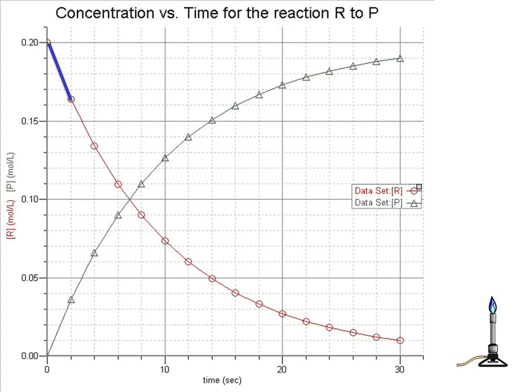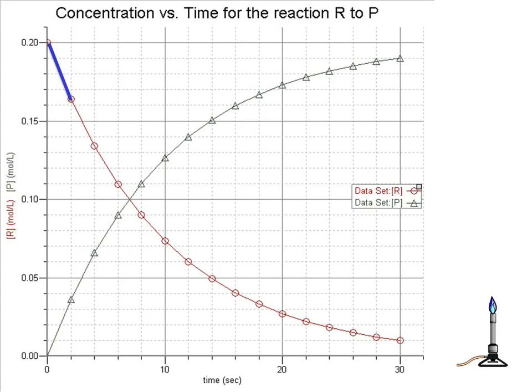Let's look at what we have plotted here. Notice along the y-axis is concentration, and along the x-axis is time. So this is the slope of the line here. Does that make sense?